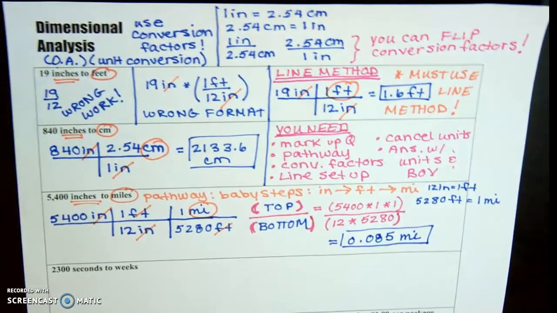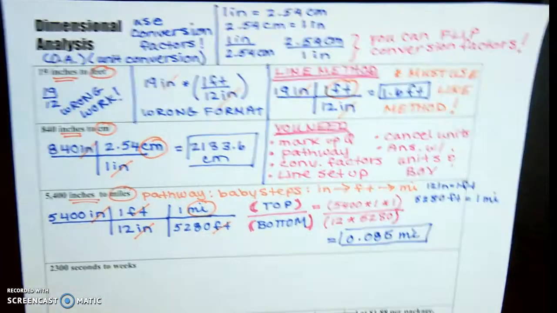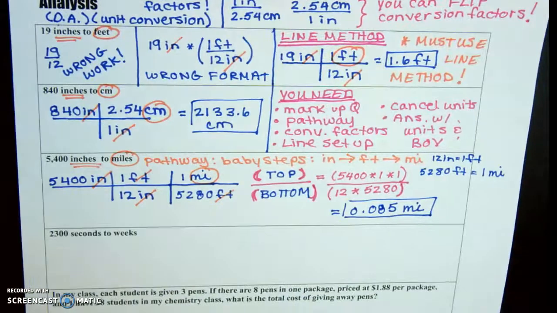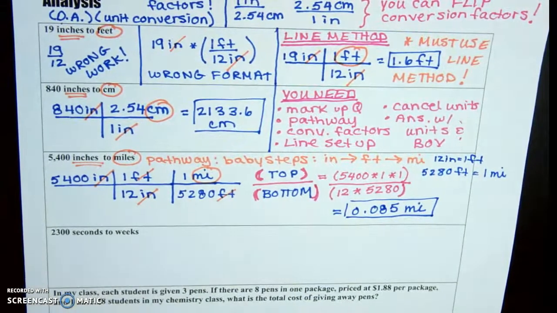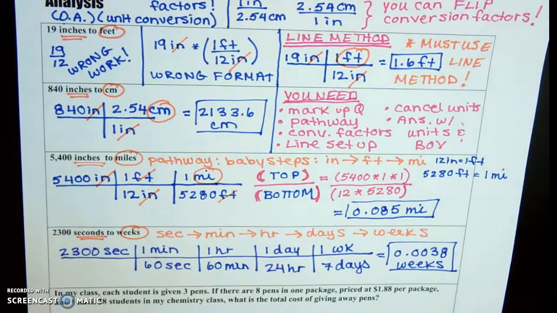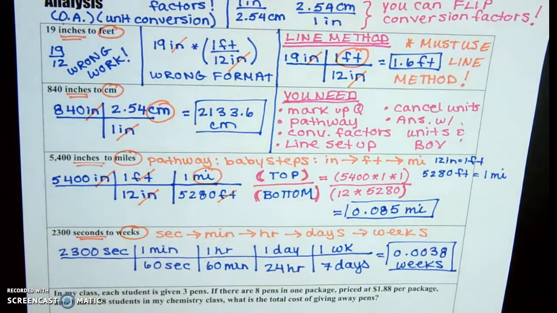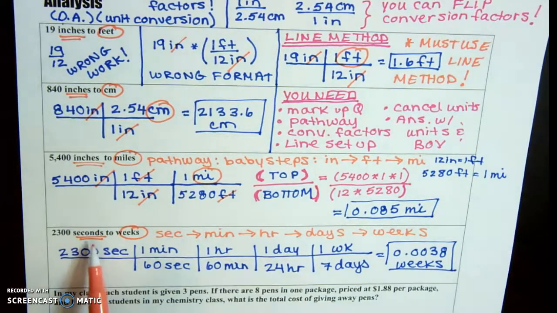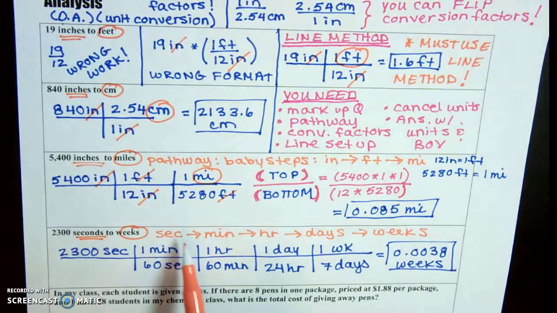Alright, I'd like you to pause the video and try the next one on your own. When you unpause it, you'll see the worked out answer. Okay, hopefully you actually pressed pause and gave it a try. So this is the worked out answer. You can see that I marked up my question. I went from seconds to weeks. I have my pathway, my baby steps.